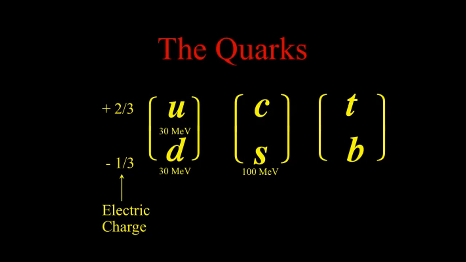In terms of mass, the first three quarks discovered, the U and the D and the S, are all relatively light. In units that we'll talk about soon, the U and the D are each about 30 mega electron volts in mass. The S quark is thought to be a little bit heavier, on the order of 100 MeV. The charm quark, discovered in 1974, was found to have a mass 15 times larger than the strange quark, or about 1500 MeV. The bottom quark, discovered in 1977, has a mass on the order of 5000 MeV.